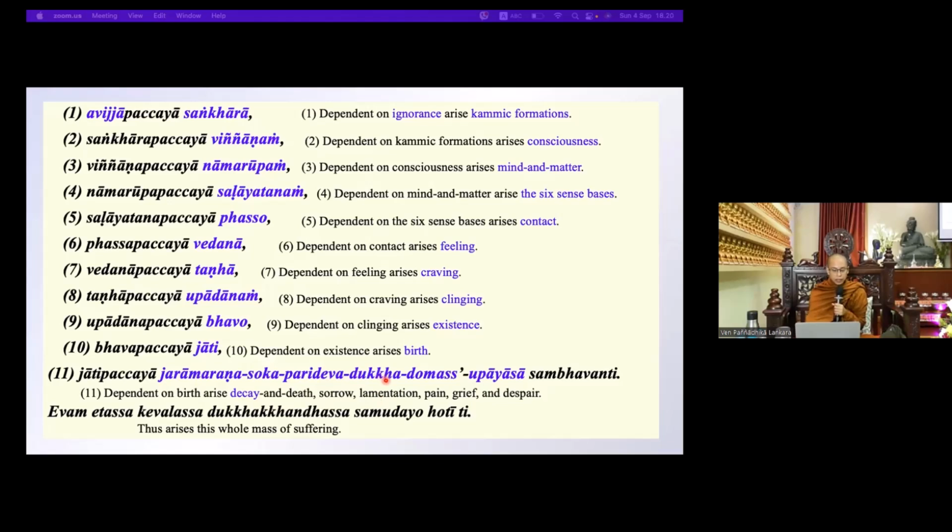So here dukkha is divided into two parts: physical dukkha, pain, and domanassa, mental dukkha, which is called grief, or here upayasa, despair. We will analyze the differences among these terms later. Here we found the 11 links, but the first sentence explains the two petals of avijja and sankhara. That's why there are altogether 12 terms. So this gives rise to the mass of suffering.